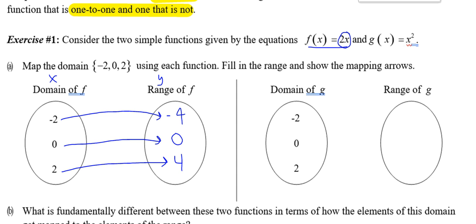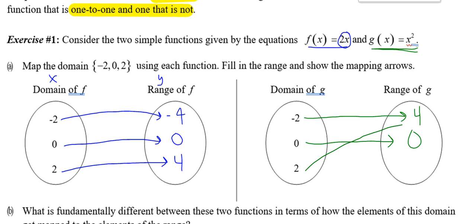Great, now let's look at the other function. So what happens using g of x this time, and my domains are -2, 0, and 2 still. If I plug in -2 for the g of x function, I get 4, so -2 times -2. If I plug in 0 into this function, I get out 0. And if I plug in 2 for this function, again, I get 4. There's no need to repeat the number 4. It's just going to map to that exact same number.